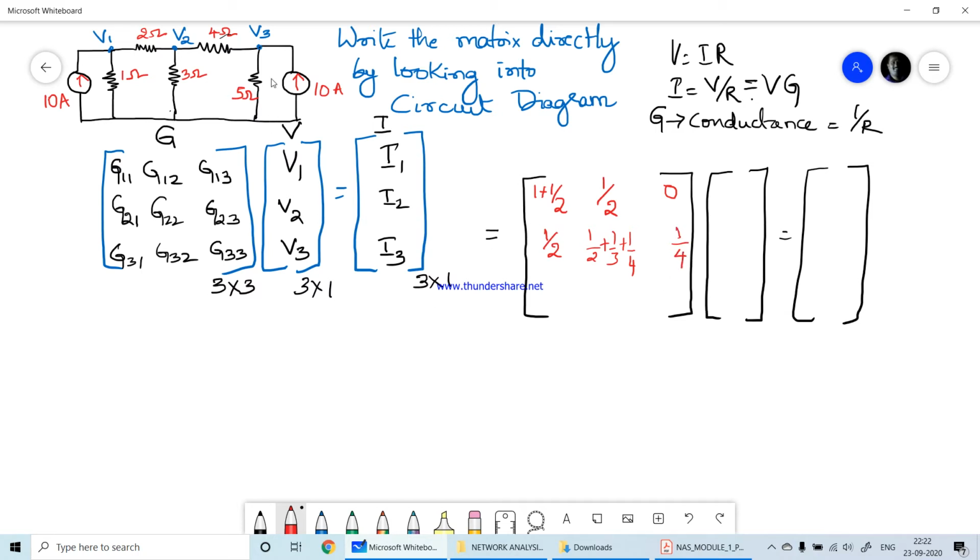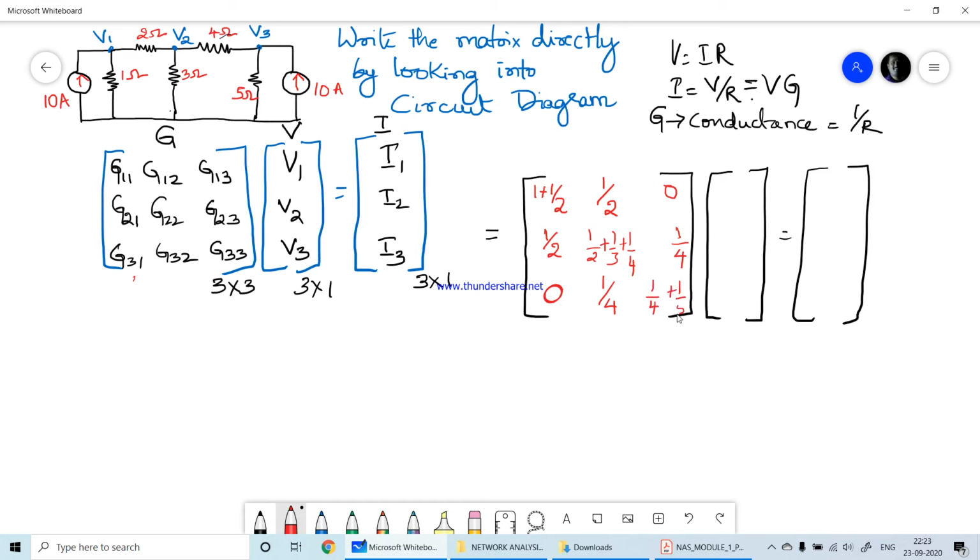Similarly, between 3 and 1, we don't have any common resistance connected, so it is 0. Between 3 and 2 we have again 4 ohms, therefore it is 1 over 4. And between 3 and 3, meaning those resistances connected only to node 3, we have 4 ohm and 5 ohm, so the conductance related to that is 1 over 4 plus 1 over 5.